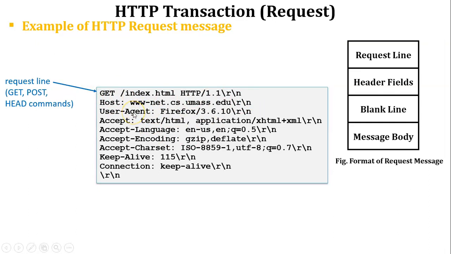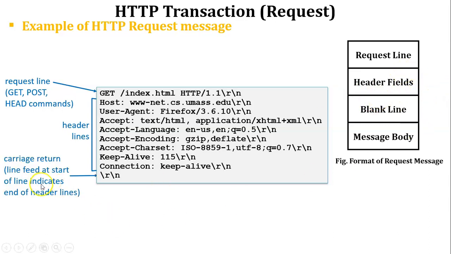After the request line, the next field is the header field, so all the header lines are covered in the header fields. Now see in this format of request message, after the request line, the next field is the header field, and the next one is the blank line. It is the end of the header field. Here the message body is not included in this request message.